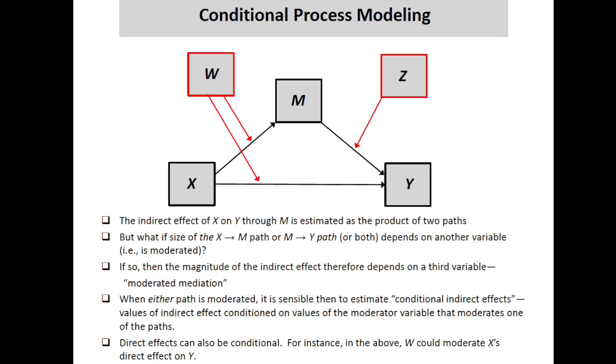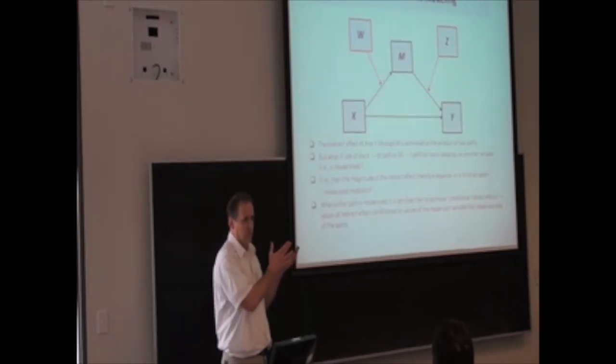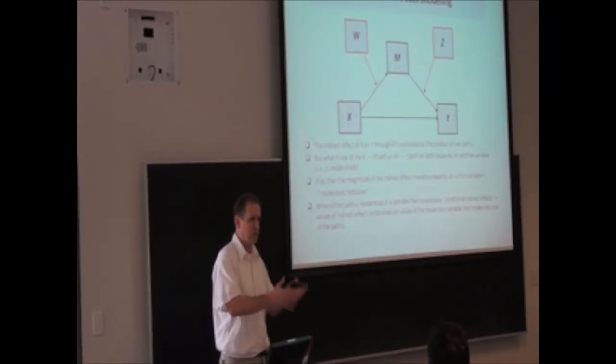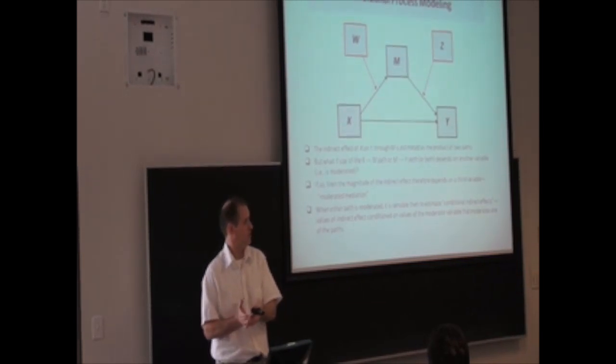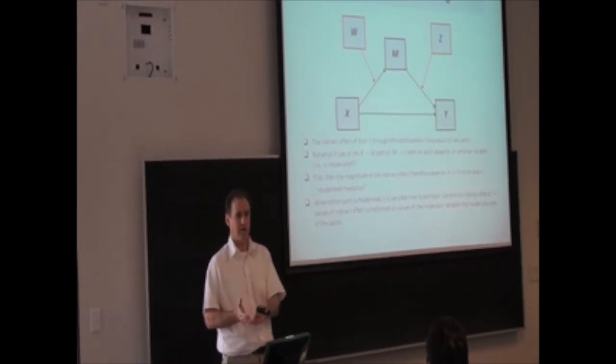That means that our indirect effect is no longer just a single number. It's instead a function. It's a function of moderators. In other words, the magnitude of the indirect effect will depend on at least one other variable in a model like this, in this case 2, or what we call moderated mediation. So the mediation, the indirect effect, is moderated. And in that situation, then it becomes sensible to ask, okay, so what is the value of the indirect effect conditioned on a value of the moderator, or what we call conditional indirect effects? How do you quantify those? How do you make inferences about them?